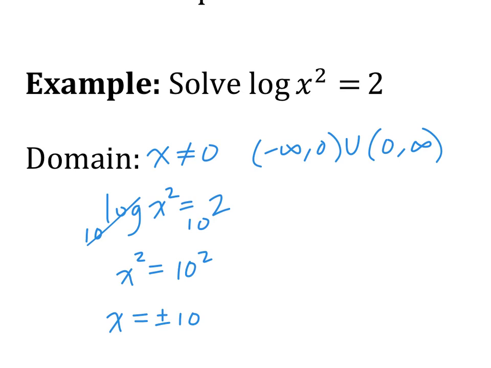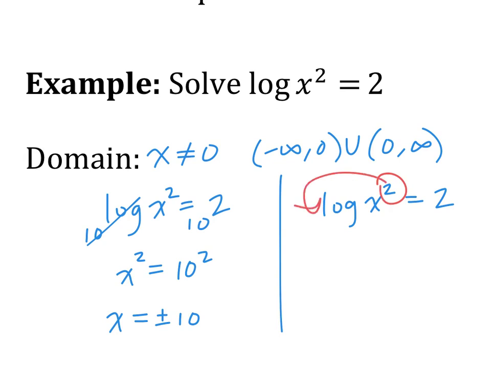Let me show you the wrong way to solve this. And you probably wouldn't even know that was wrong because you are actually still following the rules. Log x squared equals 2. So you might have looked at it and said, you know what, I can do this. Log rule says I can bring this exponent down. So you could have done this instead.